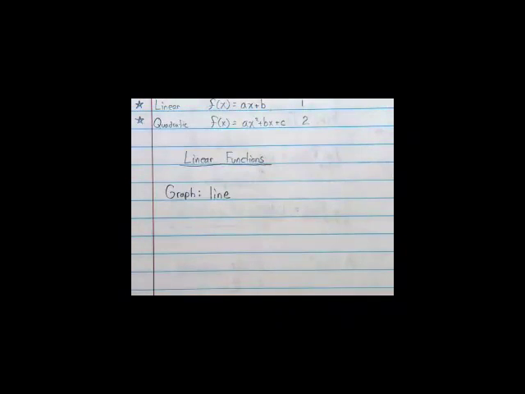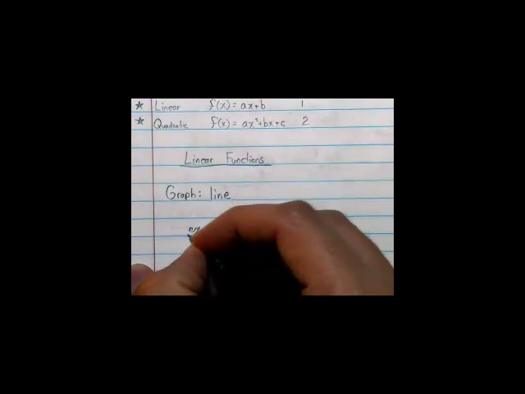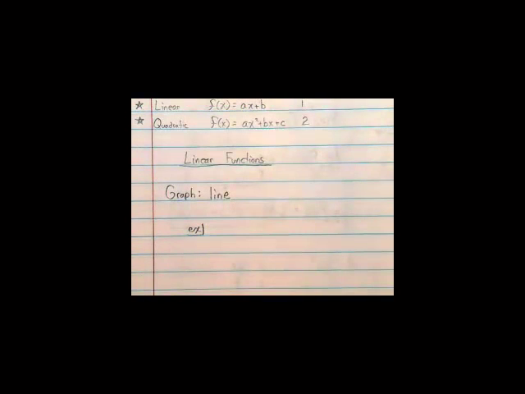Okay, so here's what we're going to do. We're going to analyze a linear function, and I'm going to give you a couple of points that it goes through, and we're going to see if we can then piece together what the slope of the line would have to be, and then because of that, what the equation of the line is going to be. There you go.